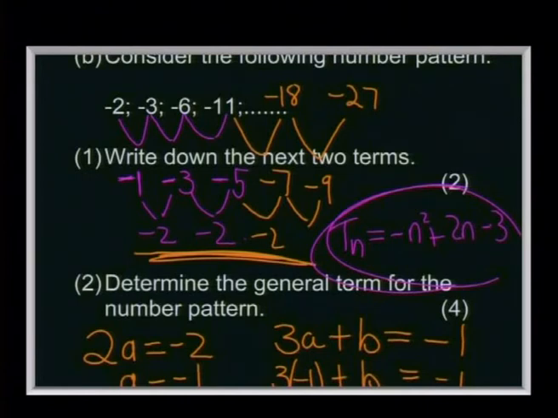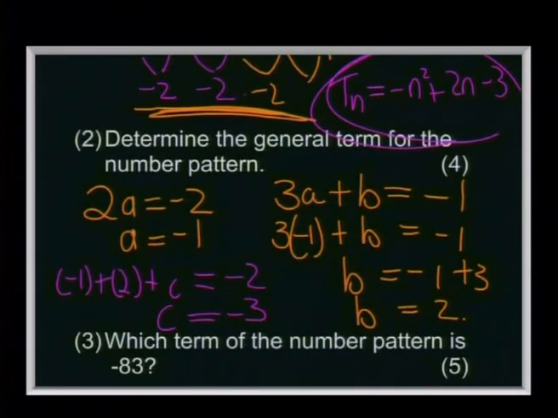There's yet another question, and this is why I said it's so important that we get this right. So we know now that our general term is correct, and they say to us, which term of the number pattern will be -83? Now, whenever they say which term, they are asking us to solve for n, right? Please, guys, don't go putting -83 in the place of n.